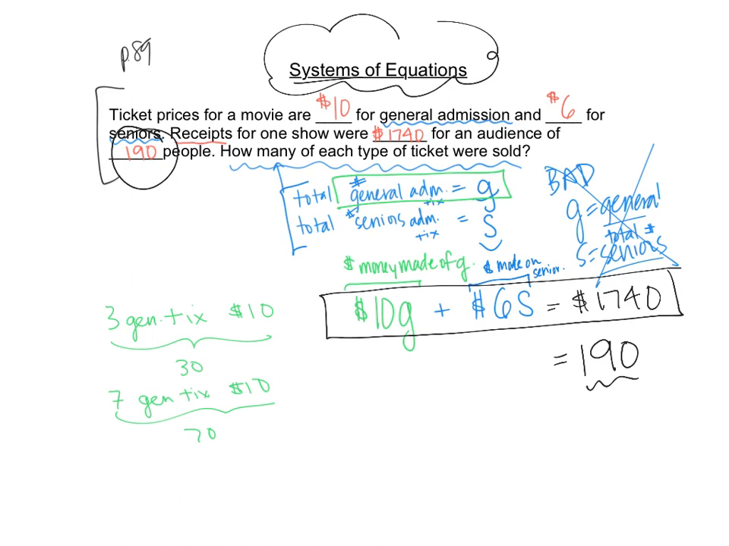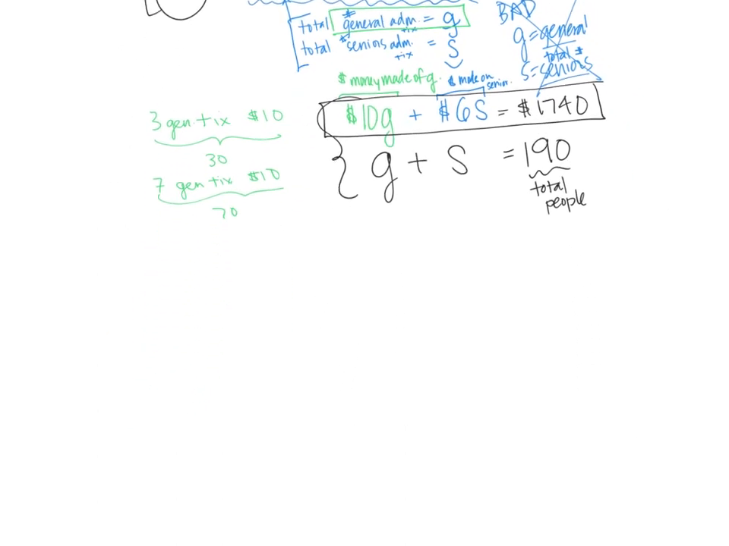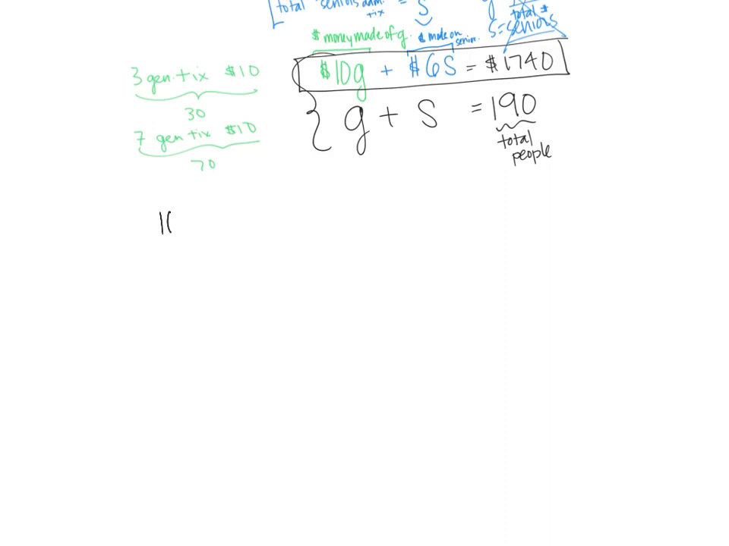So I don't want to write like 10G plus 6S. But what I can do is just write G, because that was the number of general admission people. S is the total number of seniors. So that should make sense, that that would be the total people involved. So this is now my system. So I'm going to rewrite that a little bit simpler. So 10G plus 6S equals 1740, and G plus S equals 190. So this is my little system that I want to solve.